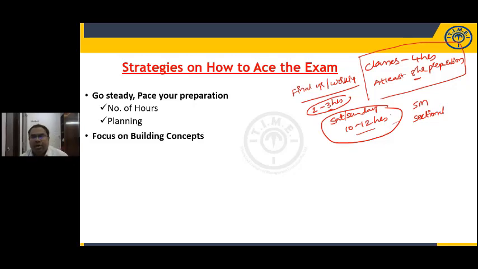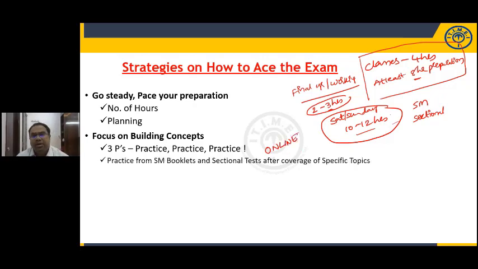Focus on building your concepts, right? Practice, practice, and practice. You have to practice from your study material. Each class is conducted with the help of a handout. Solve the questions from your handout. The faculty member will give you the notes, revise those notes, solve those questions. In the sectional test, there will be questions. In the mock test, there will be questions. The most important thing is practice, practice, practice. Online practice is also important because all exams are online, very, very important, right? So practice from specific study material, booklet, and sectional test after coverage of those specific topics.